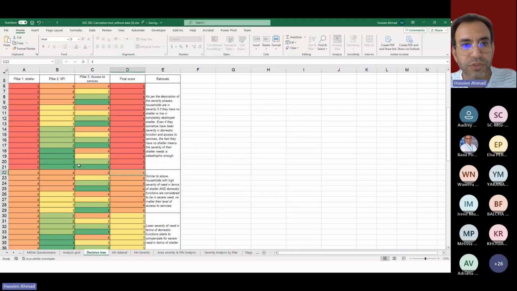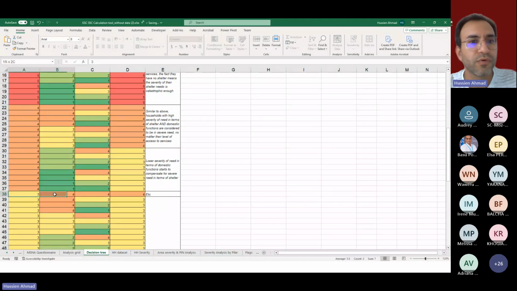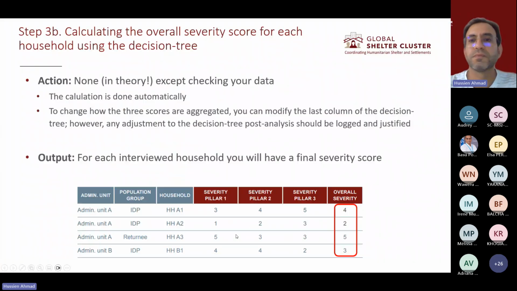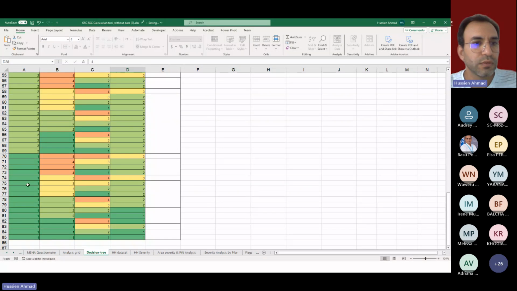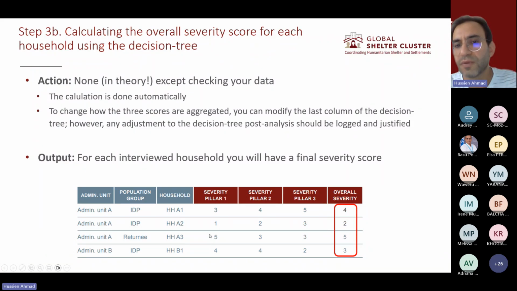If I go to the decision tree, we will not have 5 in pillar 3, but the example can be adjusted. But let's say it's 3, 4, and 4. So I go pillar 1, 3, 4, and 4. The overall severity is 4. Here, 1 in pillar 1, 2, and 3. We go 1, 1, 2, and 3. This one. So the overall severity score is 2, and so on. 5 in pillar 1, it means it's 5. 4, 4, and 2, it is overall severity 3.